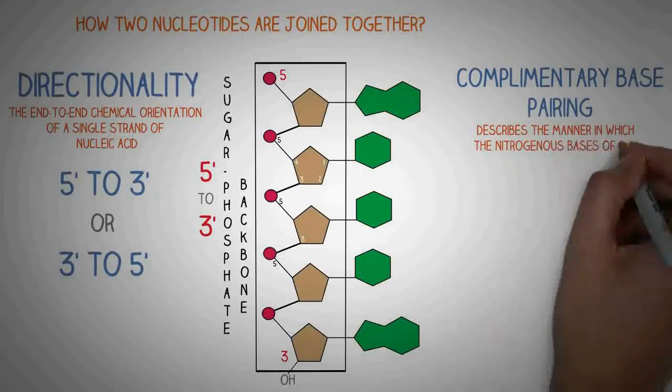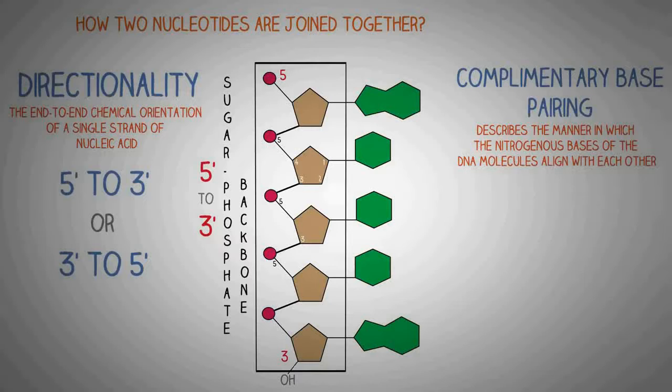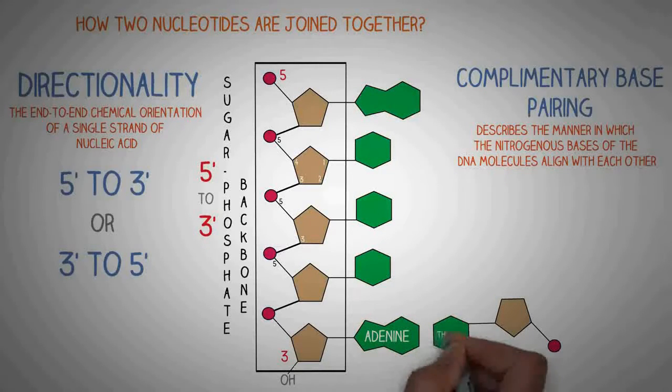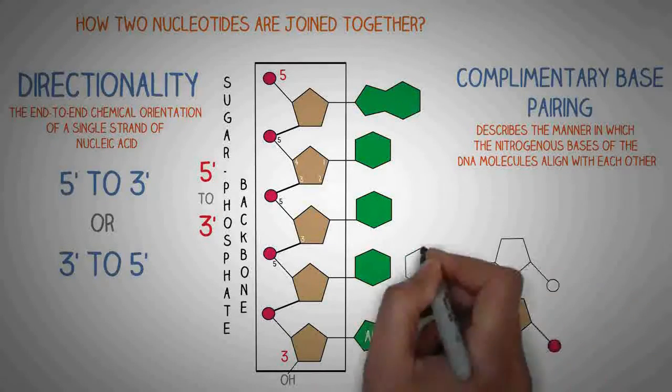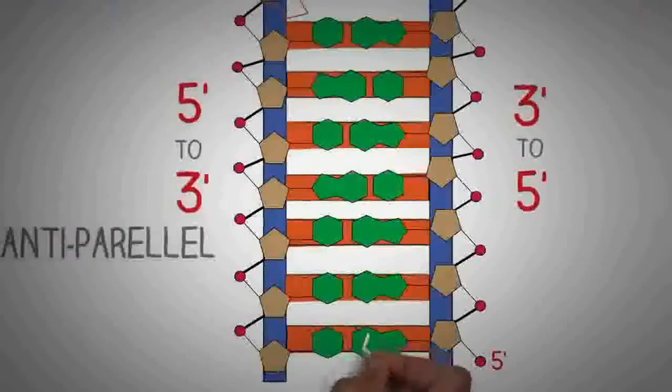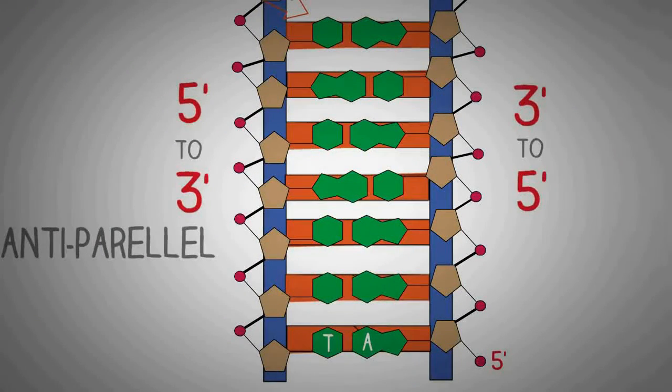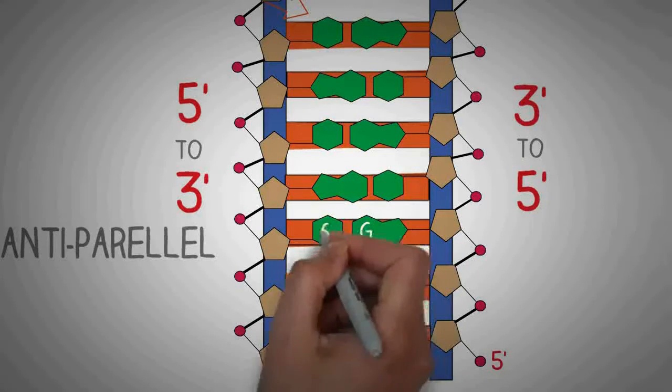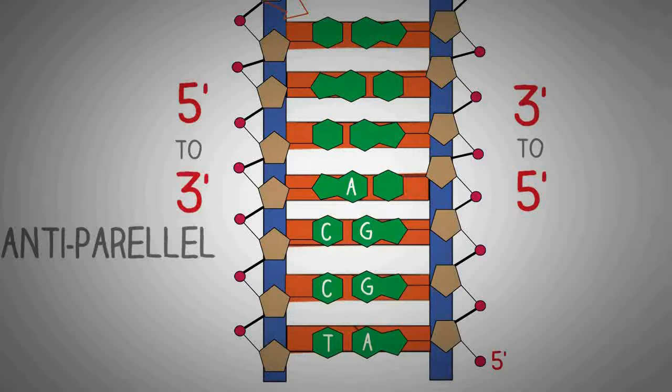Now, the next important thing for you to understand is the complementary base pairing, which describes the manner in which the different nitrogenous bases of DNA strands align with each other. So it basically means that the base adenine pairs always with the base thymine, and the base guanine always forms hydrogen bonds with the base cytosine. You can see this rule in action in the DNA stepladder model, where the base A always pairs with the base T and the base C always pairs with the base G. These bases are essentially forming the hydrogen bonds in the center, which holds these two strands of the DNA together.